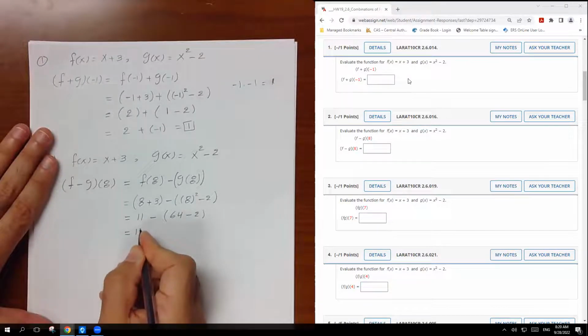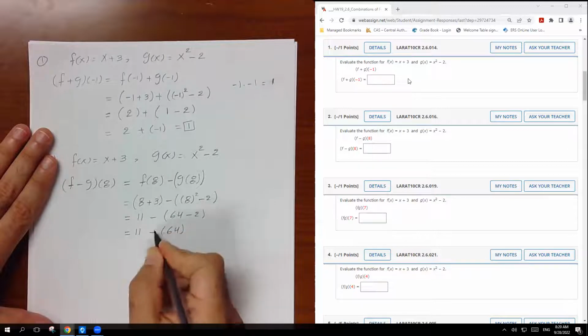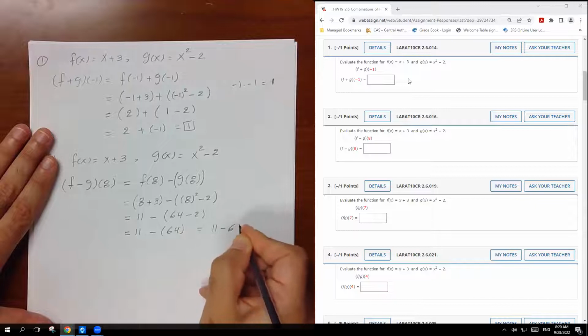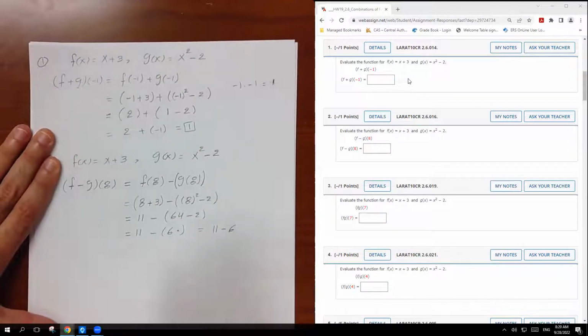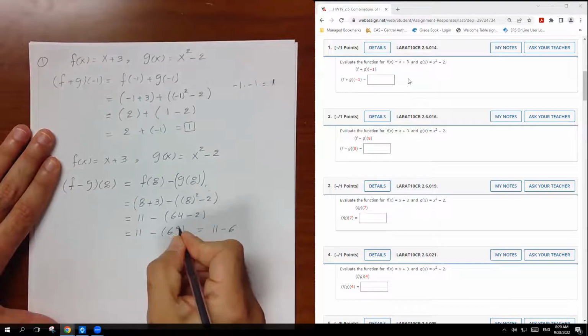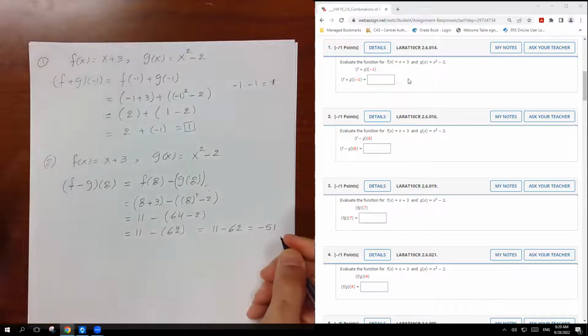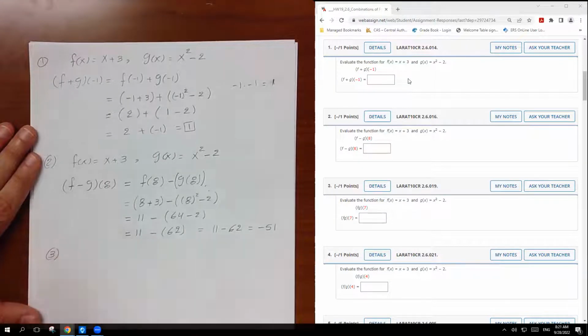So this one is going to be 11 minus 64 minus 2. You see, you're going to distribute the negative sign. That means this one is going to be 11 minus 64 plus 2. So it's going to be negative 51. That's it for this question. Number 3, let's check number 3.